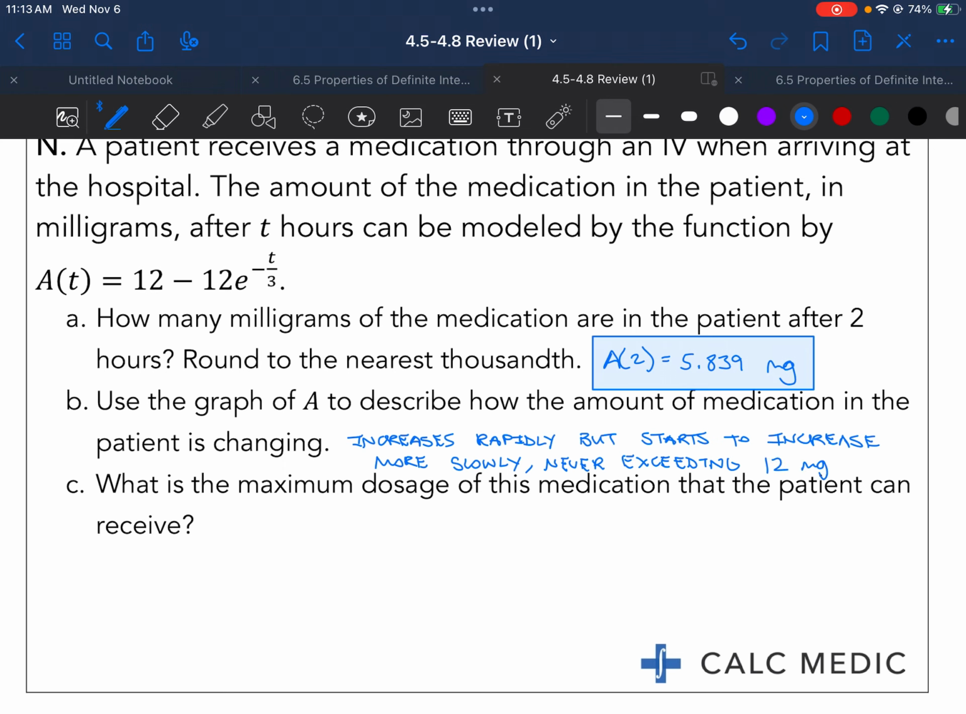What is the maximum dosage of this medication that the patient can receive? Well, the answer is right in front of us. Again, it can't exceed 12 milligrams.